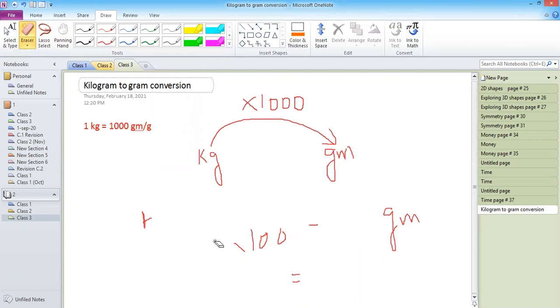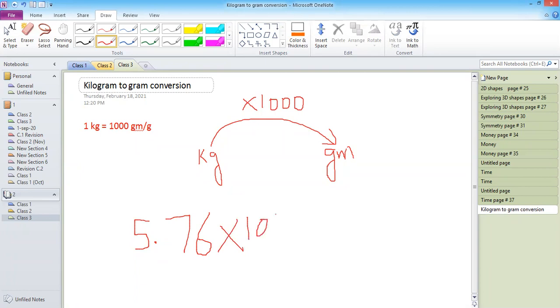Look, guys. This is 5.76. When you multiply it by 1000, I told you how to multiply when you have the points. Whenever you are multiplying a decimal by the number 10, 100, 1000, just check the zeros. How many zeros are there in 1000? 3. Move this point to the right side up to 3 times. Why 3 times? Because there are 3 zeros. One time it will become 57.6. Two times it will become 576. And 3 times there is no number, so you will add 0.